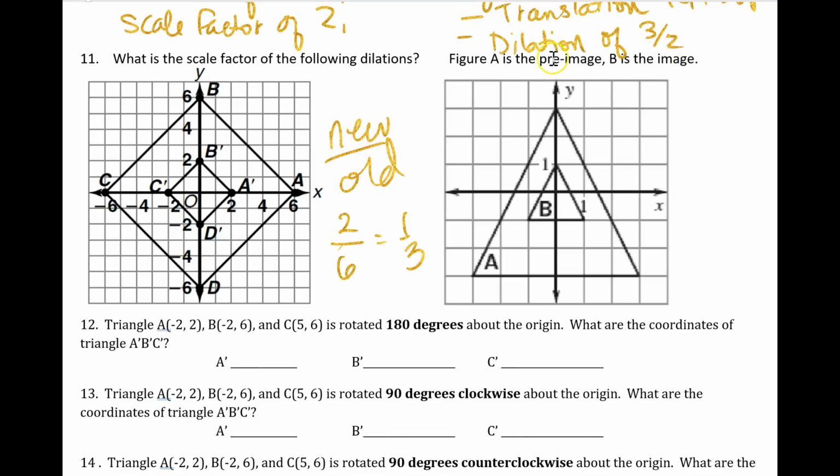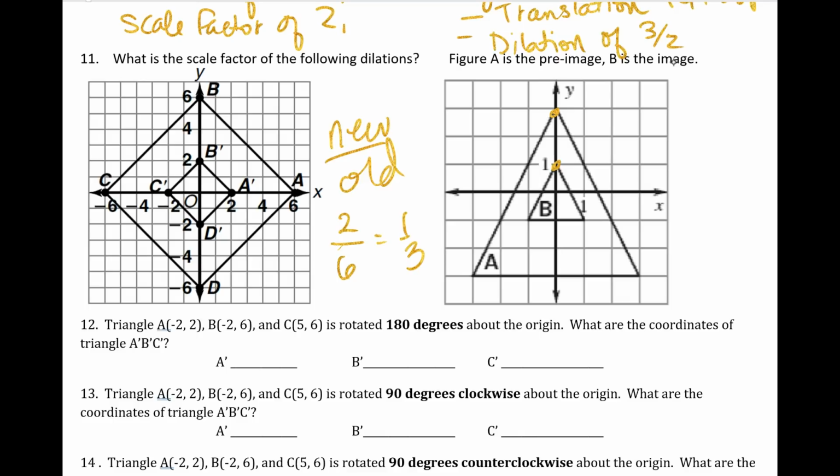So figure A is the pre-image. That means it's 4 before. And B is the image. So you went from big to small. Same thing over here. Big to small. All right. So you can pick any one. I'm going to pick you because I just like you. Big to small. Big is at 1, 2, 3. It went from big to small.